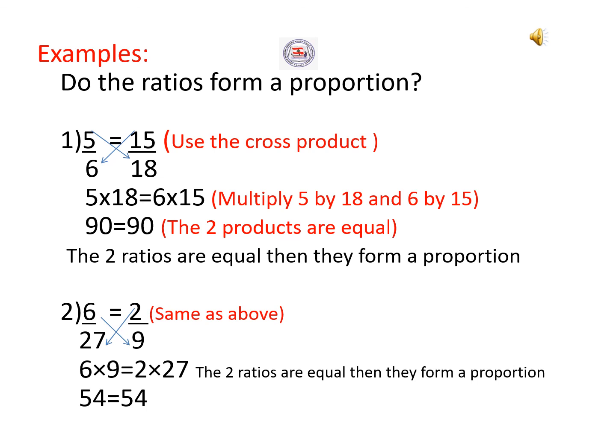The second example, does 6 over 27 form a proportion with 2 over 9? We write the two ratios as a proportion. We use the cross product, same as above. We multiply 6 by 9 and 2 by 27. The two ratios are equal, then they form a proportion.